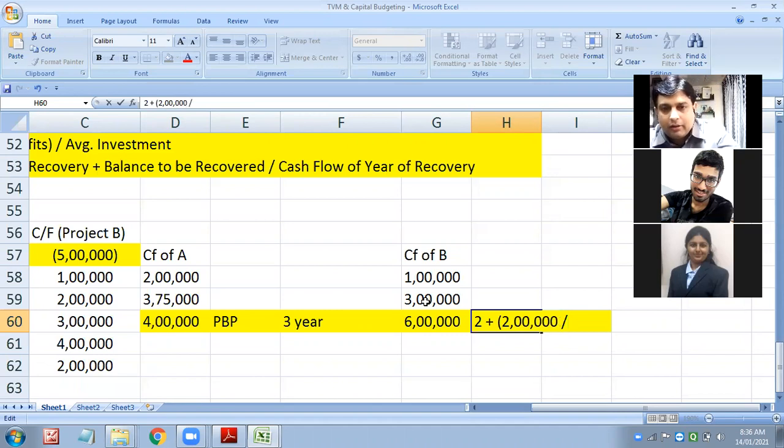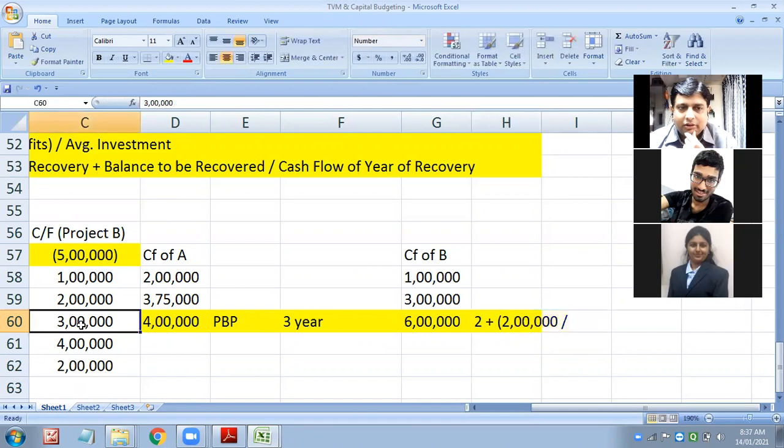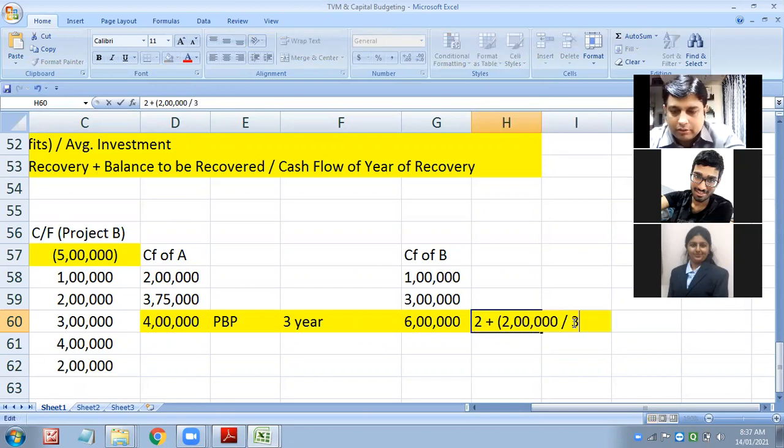And divided by the cash flow of the year of recovery. What is the cash flow? Not the cumulative cash flow, the cash flow of the year of recovery. What is the cash flow of the year of recovery, beta? 3 lakhs. This is the cash flow. Very simple question. 3 lakhs. Absolutely right.